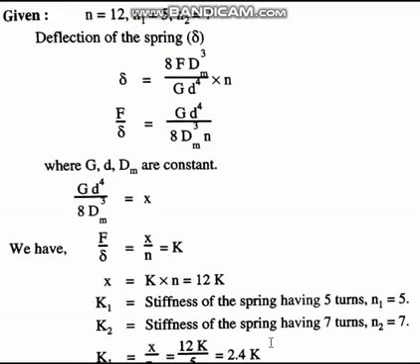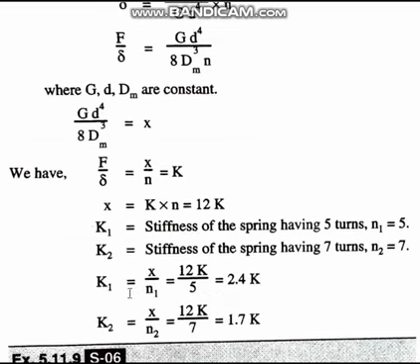So what will be the stiffness? Say, what will be the stiffness? It will be the same thing that we are using here. K1 is x upon N1. So this x we know to be 12K upon 5. This is 2.4K. If it is K2, it comes to 1.7K. That's all. This is the answer. That's how you have to say.